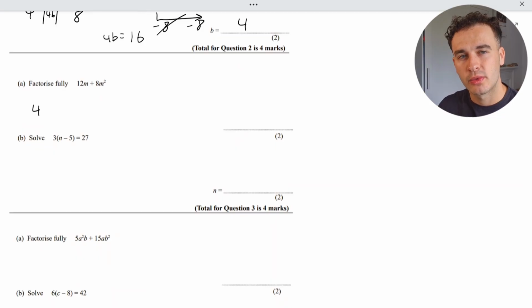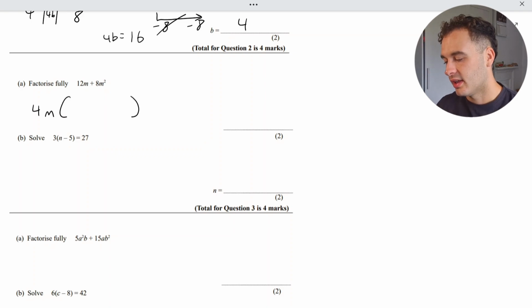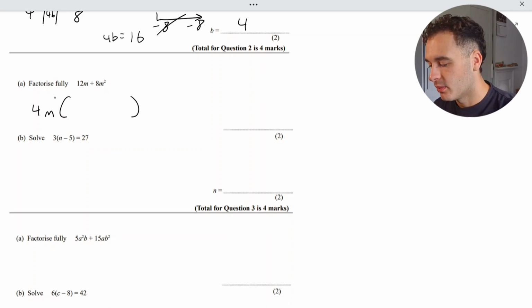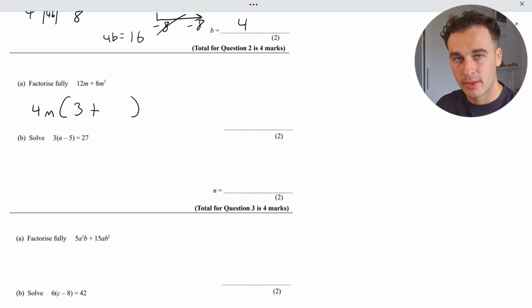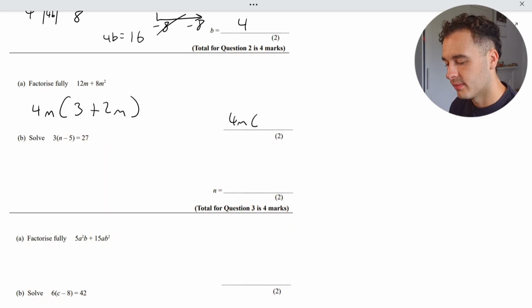What goes into both of them? Well, that's just m. So we put 4m on the outside. And now we multiply. What do we multiply to get back to 12m? We go 3. And what do we multiply 4m by to get to 8m squared? 2m. So our answer is 4m, 3 plus 2m.